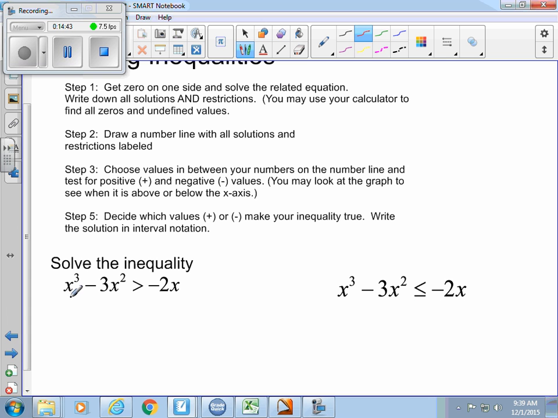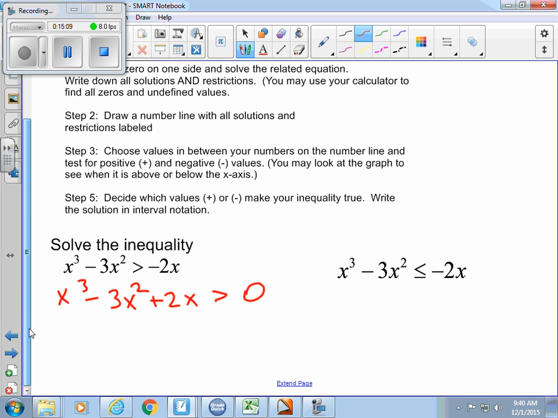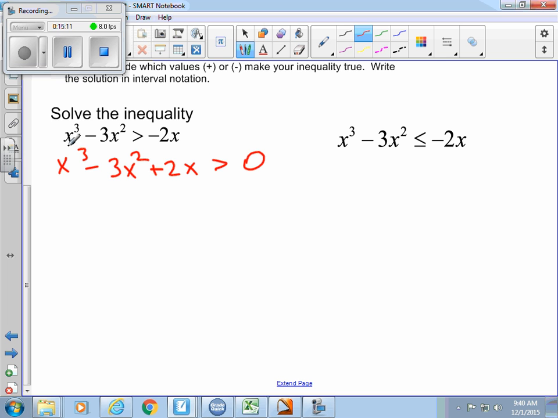Step 1, because some of these can get complex, the first thing I want you to do is always get 0 on one side of the inequality. Now, this probably looks like a familiar equation. Does it look like a familiar equation to you? It's the bell ringer, right? Except instead of equals 0, it's greater than 0. So step 1, get 0 on one side.